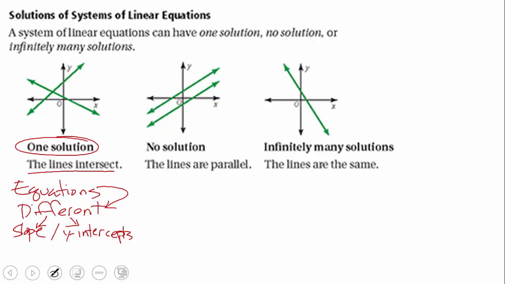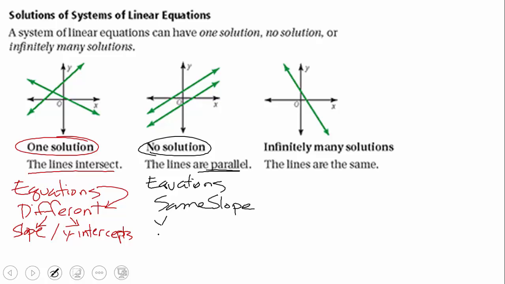If we had a graph that had no solution, we would have parallel lines. And what do we know about lines that are parallel? That's right. The slope is the same. So we would have equations with the same slope. However, the y-intercepts would be different. So these two parallel lines have the same slope, but the y-intercepts are different.